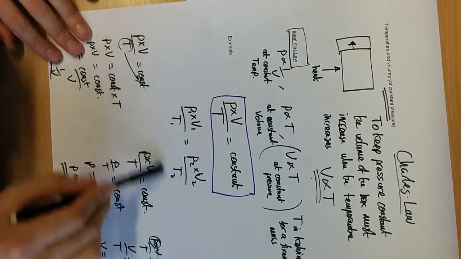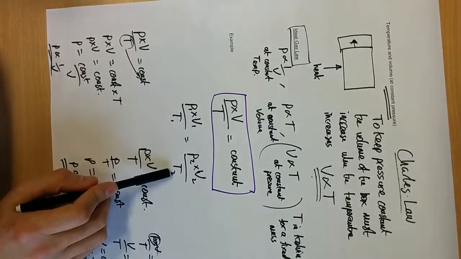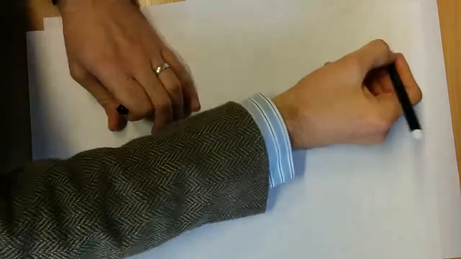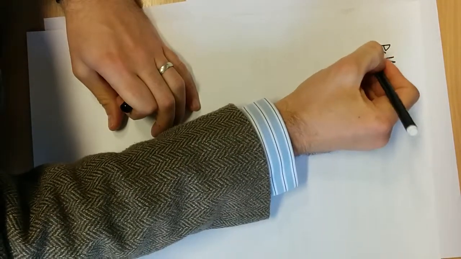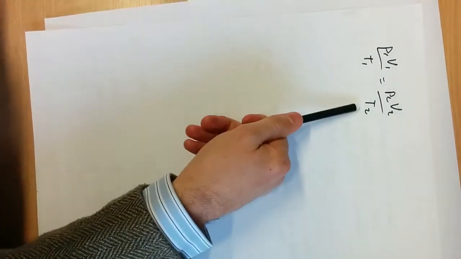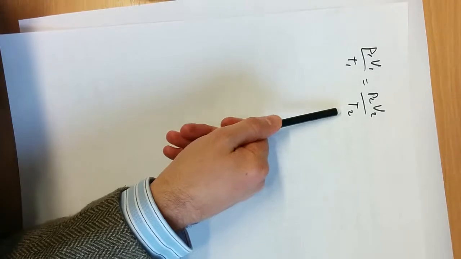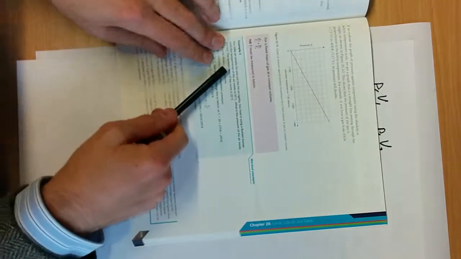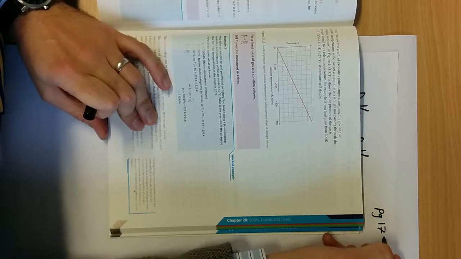Okay, so we're starting with the ideal gas law: P1 V1 over T1 is equal to P2 V2 over T2. That's our ideal gas law. Now, in your book, I'm looking on page 175.